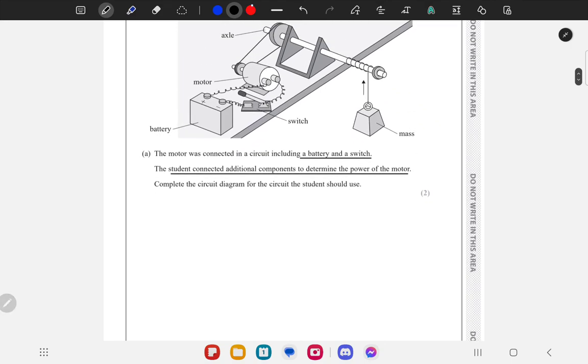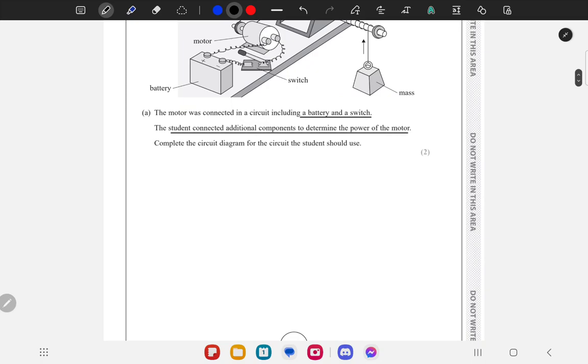In this case, what we already have is a switch, a motor, and a battery. So that's what we have in the circuit. The student also wants to determine the power of the motor, so we'll need an ammeter and a voltmeter. Power equals voltage times current, so we'll need the voltage and the current.